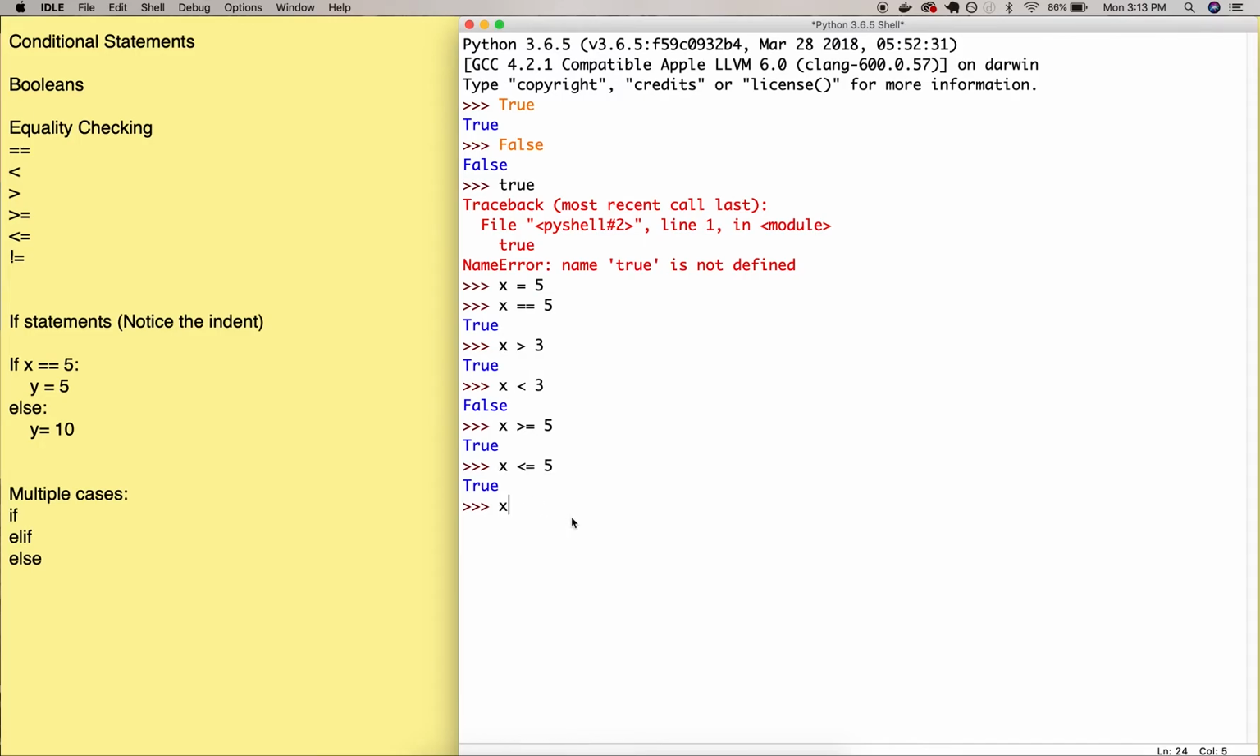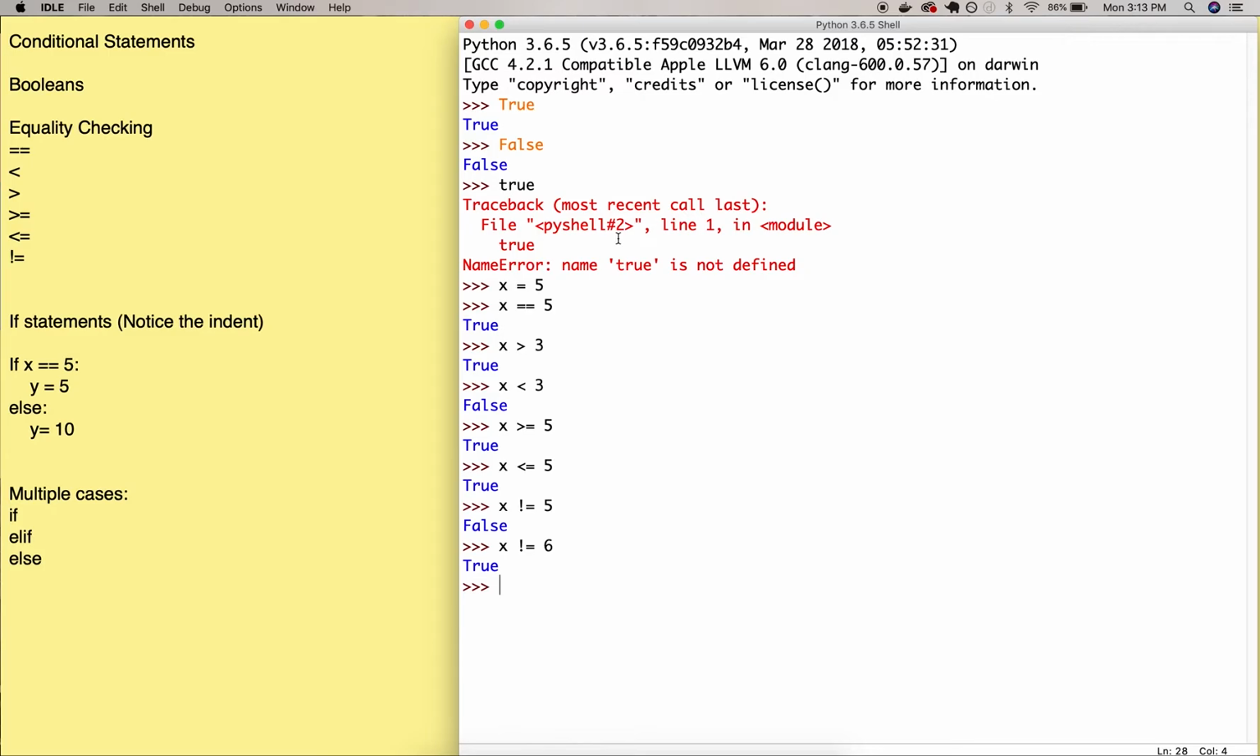And we have the not equals operator. So is x not equal to 5? That's false. We know that x is equal to 5. Is x not equal to 6? Well, that's true, because we know it's 5. So these are various statements that we can use to derive true and false results.